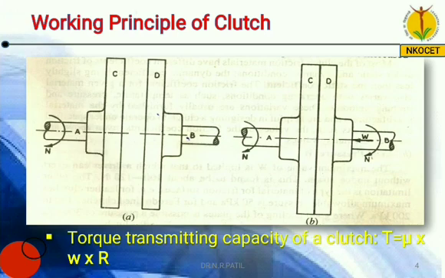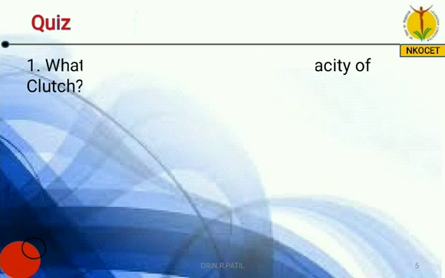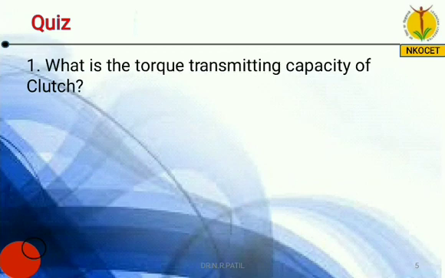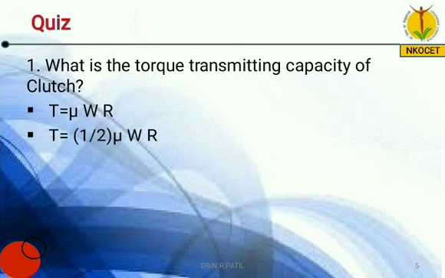Okay, next one, there is one quiz. What is the torque transmitting capacity of a clutch? You have to answer this. There are two options. One is T equals mu W R, and the second one is T equals 1/2 mu W R. So what is the correct answer? Yes, you are correct. The correct answer, friends, is the first one, T equals mu W R.